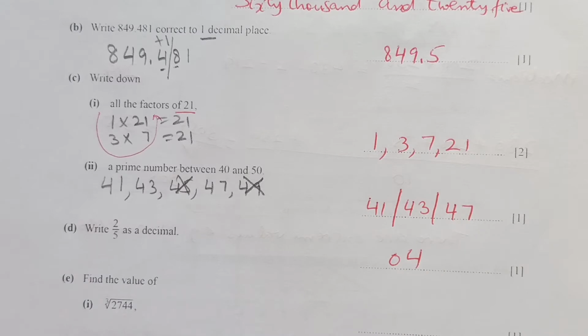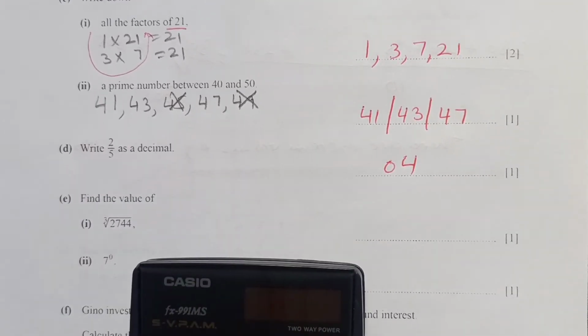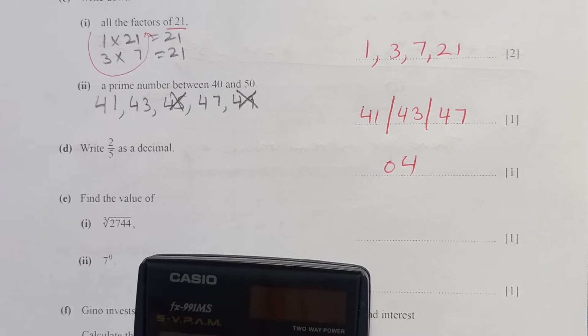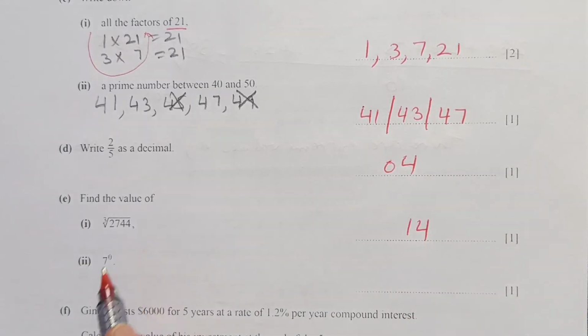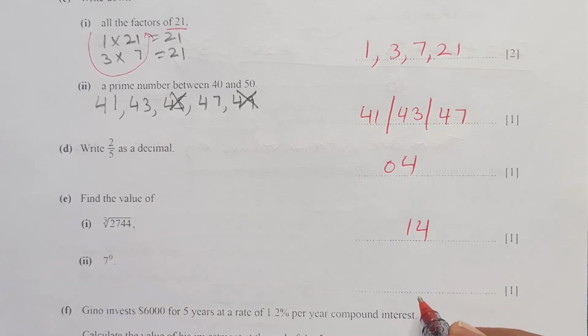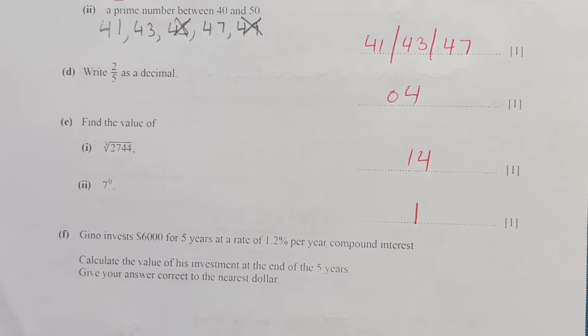Now next find the value of cube root of 2744. So this is 14. So this answer is 14. And 7 power 0, you all know that anything raised to power 0 is 1. So this answer is 1. So these were quick questions.